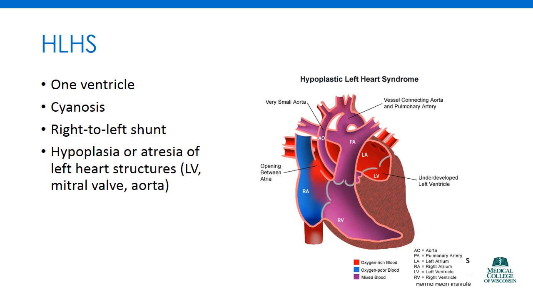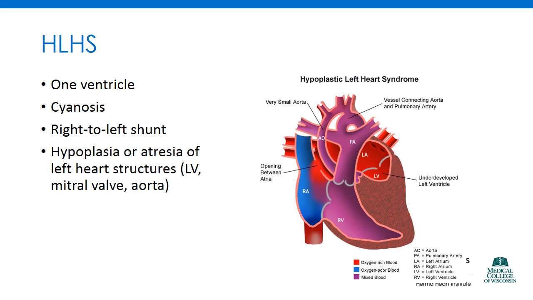So once again, there's one ventricle. These patients are cyanotic because the deoxygenated blood flow is being sent out to the body, and that's why they would be desaturated on their pulse oximetry. They have this obligate right to left shunt, where blood flow has to go from the PA to the aorta to supply the body with blood flow.